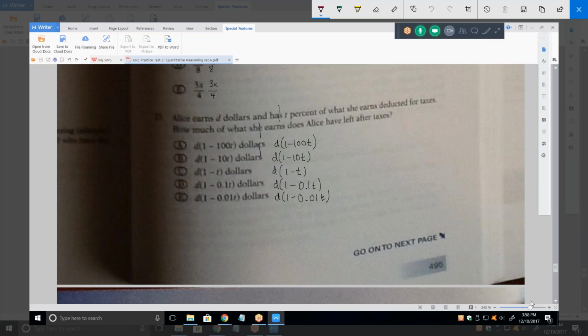Alice earns $D and has T% of what she earns deducted for taxes. I'm not sure why I have those marks in between there. I'm sorry about those. Those should not be there. No problem. She earns D and has T% of what she earns deducted for taxes. So what does she earn? She earns D and has T% deducted. In other words, we're not trying to answer the question. We're just trying to answer this part right here.